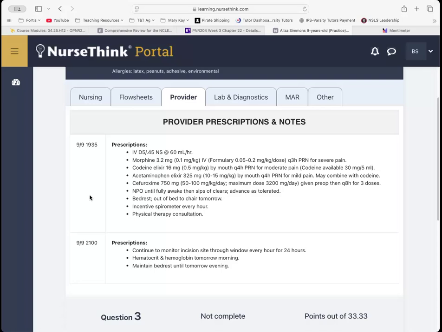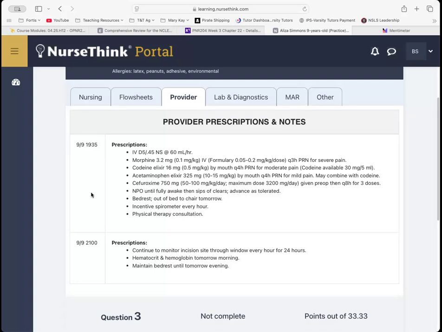What are things that make you happy to see? The IV with the fluids, pain medication. Yeah, we have multiple options for pain. So they've done a really good job with those pain management orders.